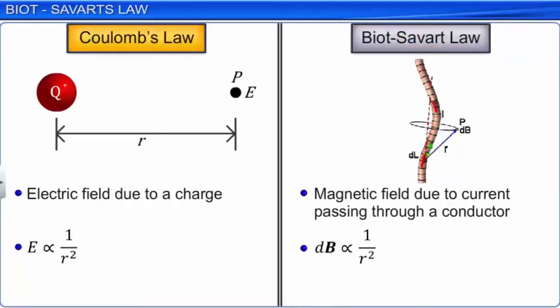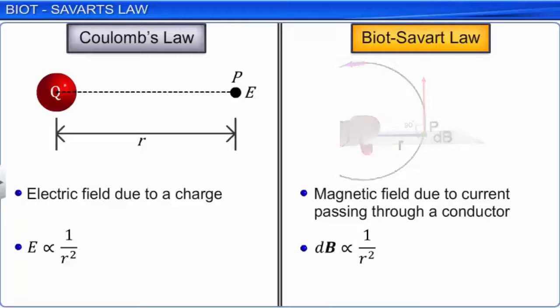According to Coulomb's law, the electric field at point P acts along the displacement vector joining the charge and point P. That is, the electric field acts along the line joining the charge and point P. But, according to Biot-Savart law, the magnetic field at point P acts perpendicular to the plane containing vectors dl and r.